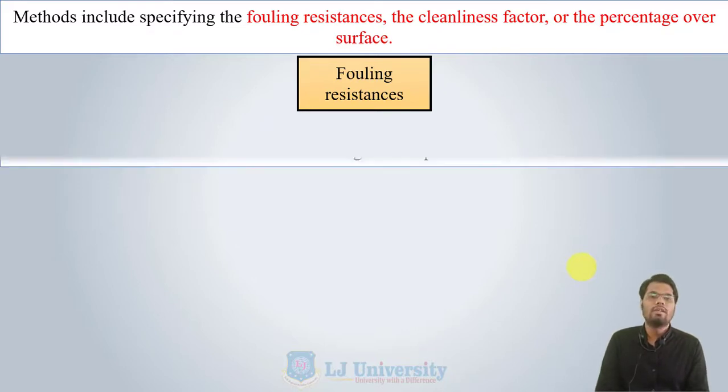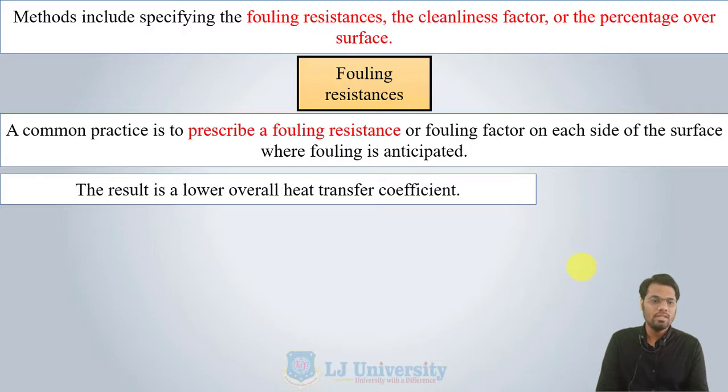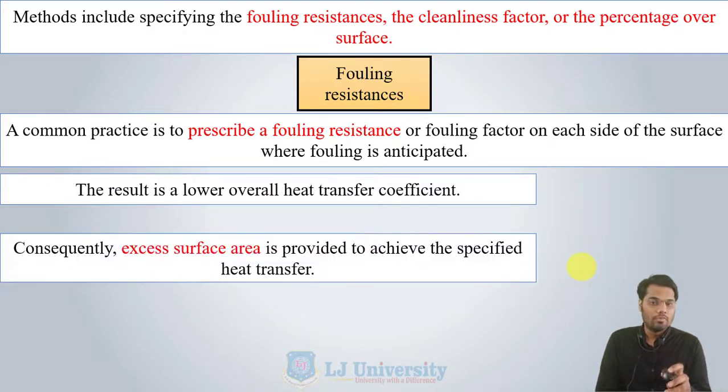The first one is fouling resistance. The common practice is to prescribe a fouling resistance or fouling factor on each side of the surface where fouling is anticipated. The result is a lower overall heat transfer coefficient. Consequently, excess surface area is provided to achieve the specified heat transfer rate, because we know that if the overall heat transfer coefficient decreases due to fouling, then the overall heat transfer rate decreases.